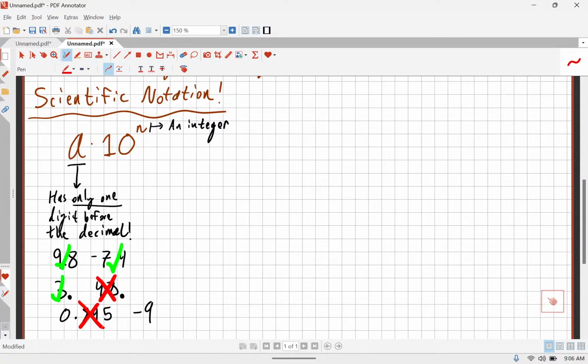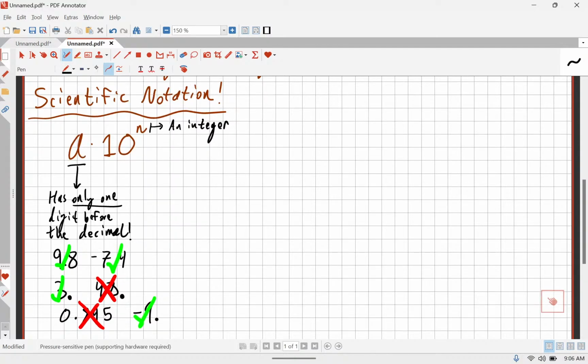No. 0 does not count as that, right? We don't count the 0. That would have to be 8.95. Negative 9. Yes, because there's only 1 digit in front of the decimal. Very good. Okay, got a pencil? The last thing is this has to be a 10. Because we live in a base 10 system, that number has to be a 10. If it doesn't follow these rules, it's not in scientific notation.